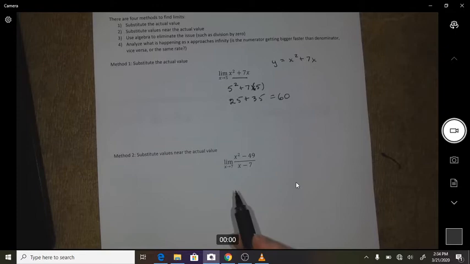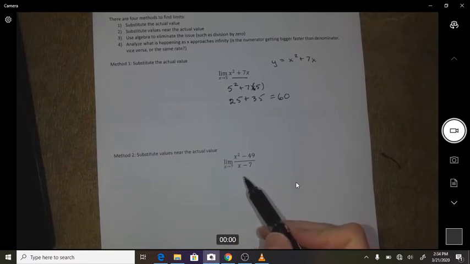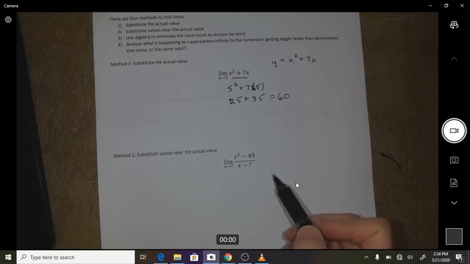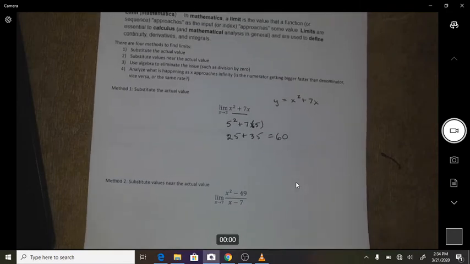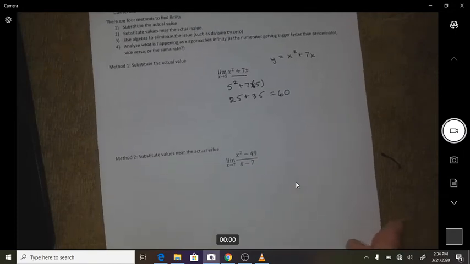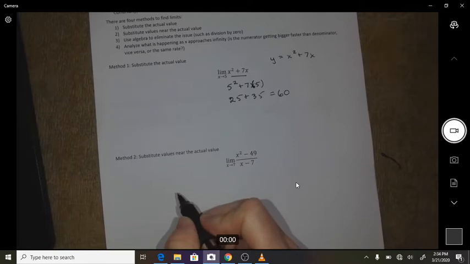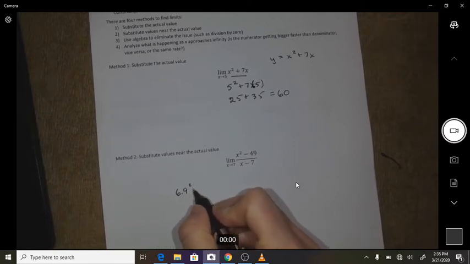Method 2, substitution will not work in here because if I substitute a 7 in for my x, I have a division by 0. Okay, so I'm going to show you a different method here. Just hold on a second. Okay, so I'm going to put in values that are close to 7. So I could go, I'm going to put a 6.9 in.